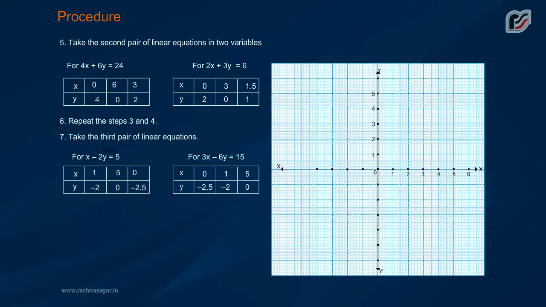Seventh, take the third pair of linear equations. For x minus 2y is equal to 5, the table is x is 1, 5, 0. Y is minus 2, 0, minus 2.5. For 3x minus 6y is equal to 15, the table is x is 0, 1, 5. Y is minus 2.5, minus 2, 0. Eighth, repeat steps 3 and 4.